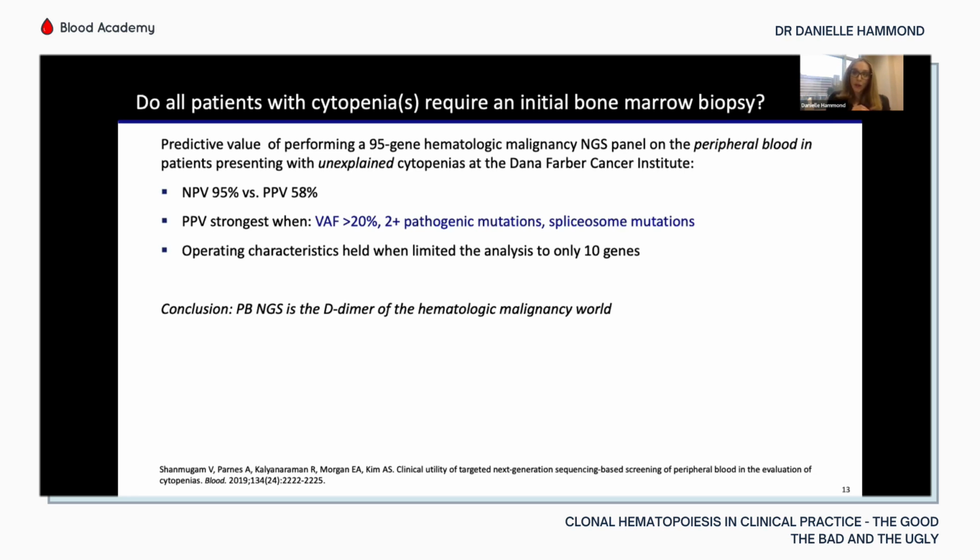And then in terms of that peripheral blood NGS, what heuristics were the strongest predictors of being associated with an underlying myeloid neoplasm? It was as you expect. If the variant allele frequency was high, so above 20% in this case, if 2 or more pathogenic mutations were picked up, or if any spliceosome mutation was picked up on the NGS panel, these all correlated with the patients likely having an underlying myeloid neoplasm. But these operating characteristics actually held when they limited the NGS panel from 95 down to 10 genes analyzed.